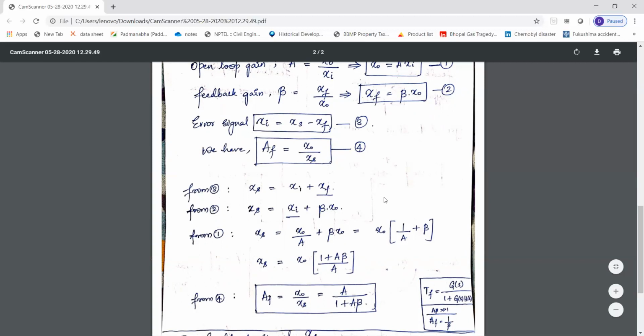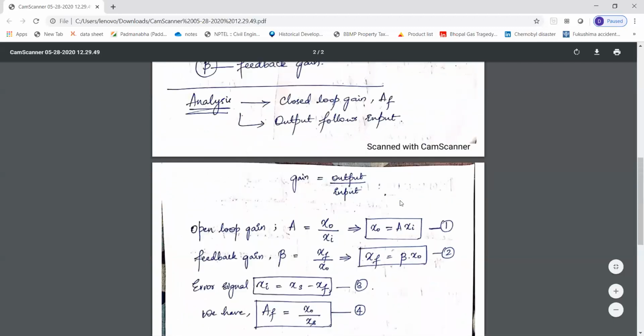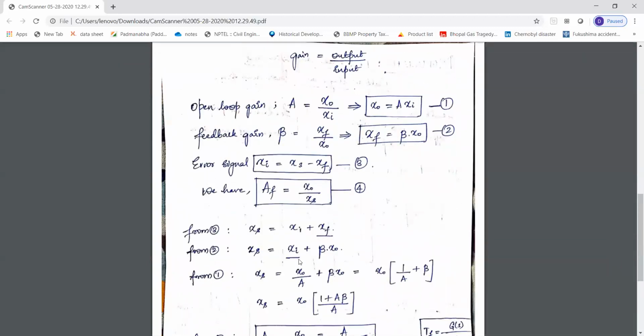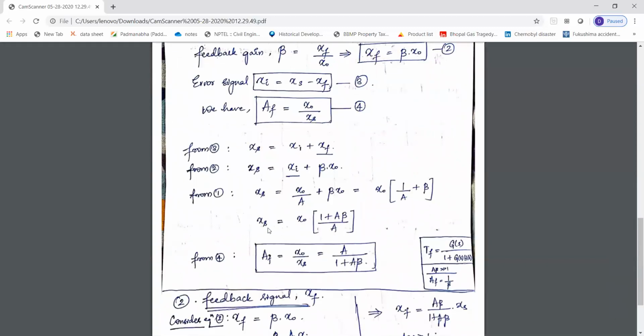And from equation 1, I will substitute for xi as x naught by a. And I'll get this. Okay. And both these two terms have x naught, isn't it? Take it as common. And the remaining will be 1 by a plus beta. So now we'll get xs is equal to x naught into 1 plus a beta by a.